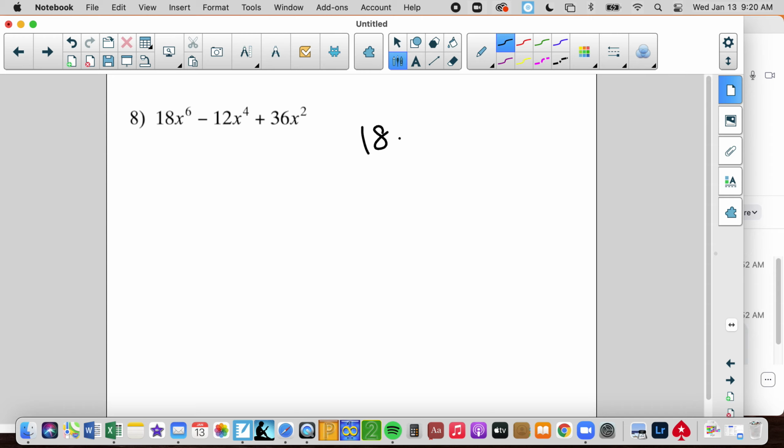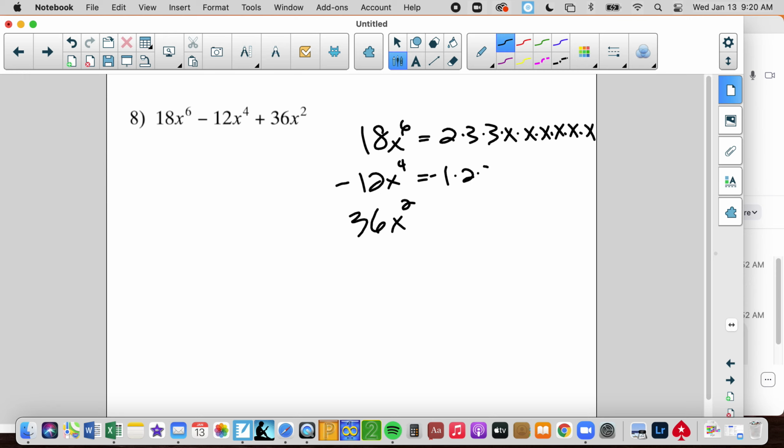So 18x to the 6th, negative 12x to the 4th, 36x squared. 2 times 3 times 3 times 1, 2, 3, 4, 5, 6. Negative 1 times 2 times 2 times 3, 2, 3, 4. 2 times 2 times 3 times 3 times x times x.